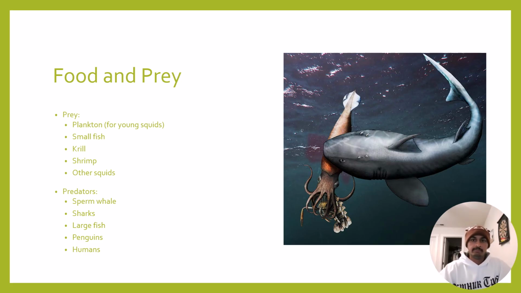Squid are pretty low in the food chain, though, so they have plenty of predators. Obviously, squid themselves are one of the predators, like I said. A major one is the sperm whale. Sharks and large fish will also eat squid, and penguins eat a lot of them. Humans as well commercially fish for squid and use them in foods like calamari.